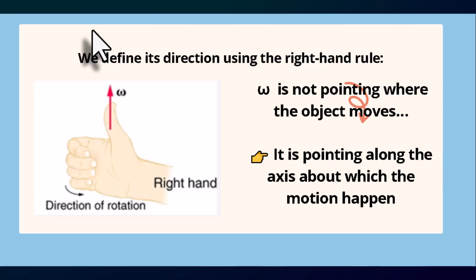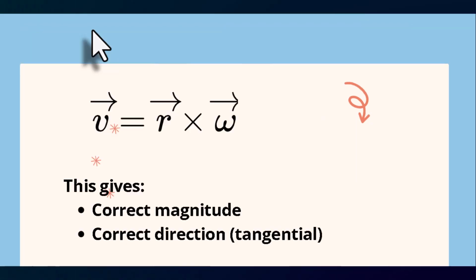Because we have defined angular velocity this way, we can connect rotation and linear motion using the equation v = r × ω. We can use the cross product of r and omega to get linear velocity. This gives the correct magnitude as well as the correct direction. And this we are able to do because we have defined omega and its direction in the way that I described earlier.